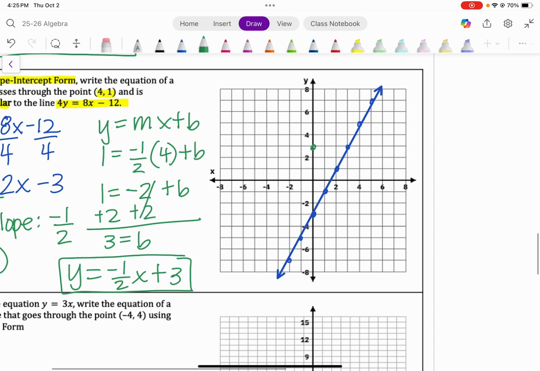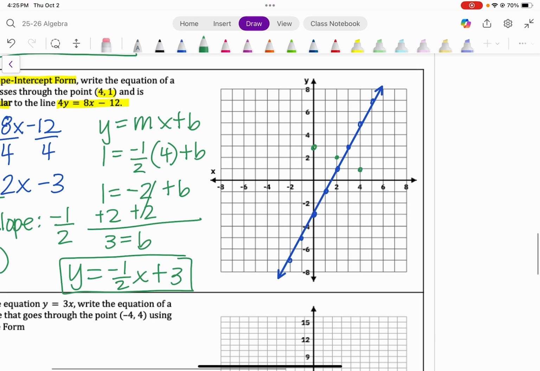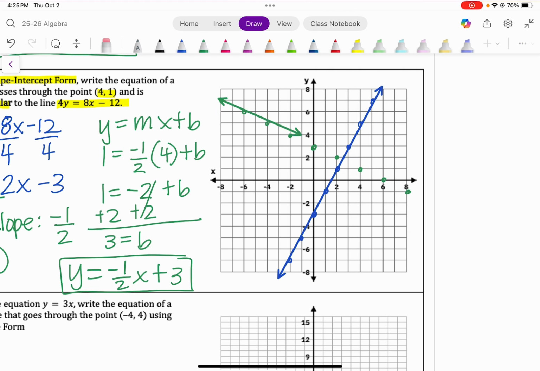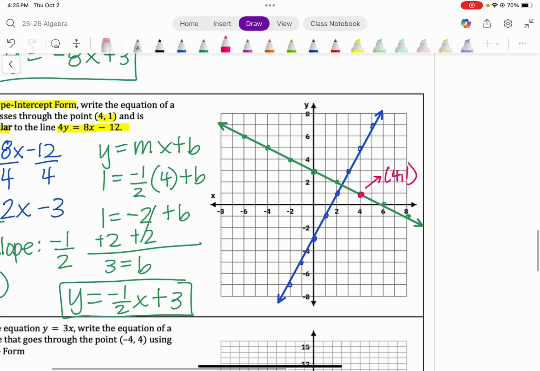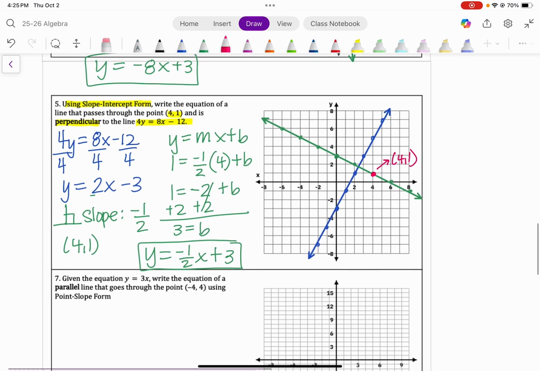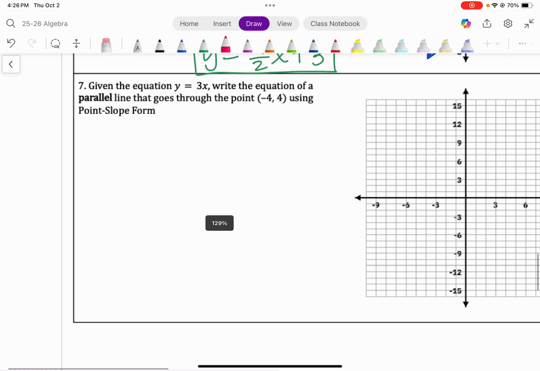So here's my 3, and I'm going to go down 1 and over 2, down 1 and over 2, down 1 and over 2, down 1 and over 2. And I can see that the point 4, 1 that they wanted is on that line. And so there's my equation. It's going through that spot. And we're good. This is our last example.